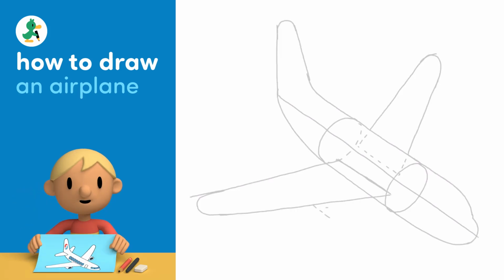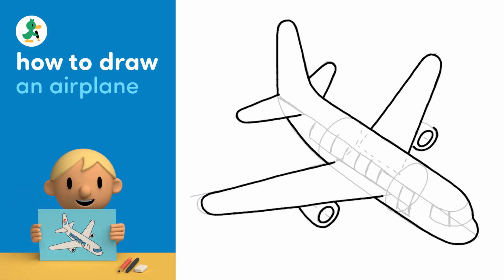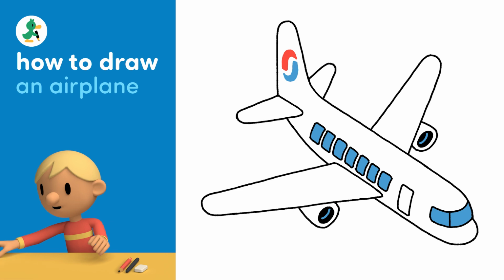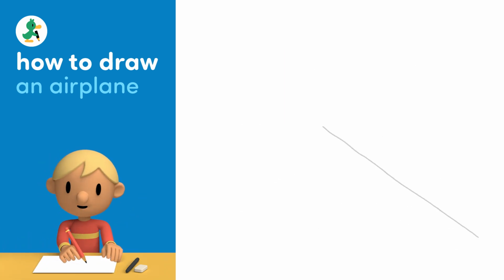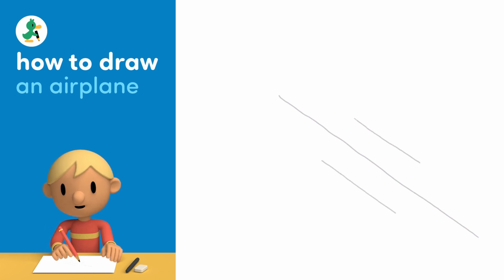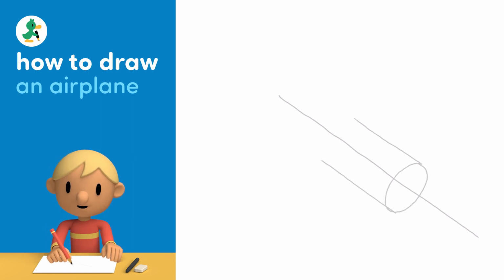Hello everyone. Today, we will draw an airplane. First we take a pencil to draw the big shapes. Draw a diagonal line. Draw a cylinder for the body with two ovals between two parallel lines.